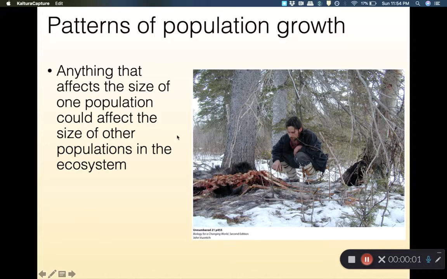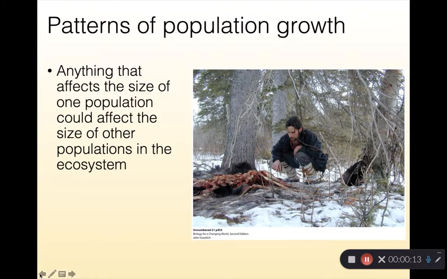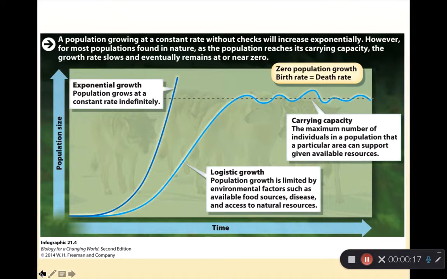Welcome back. We're still on module 2.2 looking at population ecology. And so in the last lecture, we were specifically talking about factors that influence population growth. And we went through the definitions of exponential growth, logistic growth, and carrying capacity.